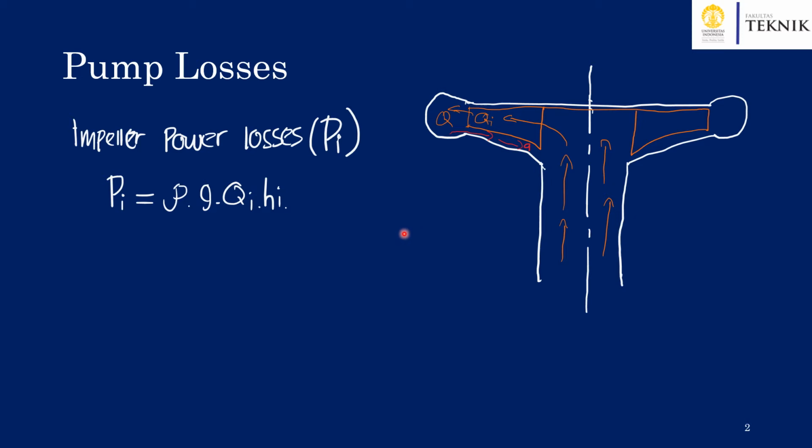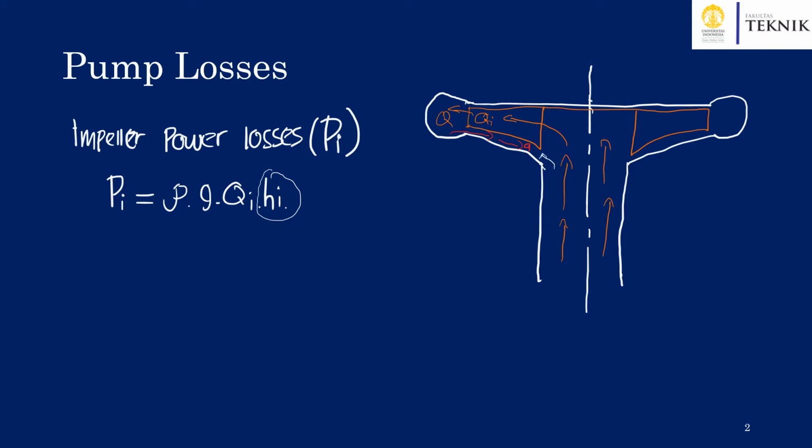The impeller power losses, or PI, can be attributed to the energy or head losses, or HI here, at the impeller due to these frictions, or it can be due to flow separations or shock of the flow at the impeller entrance. So let's say this is the impeller entrance. We have the drawing here.